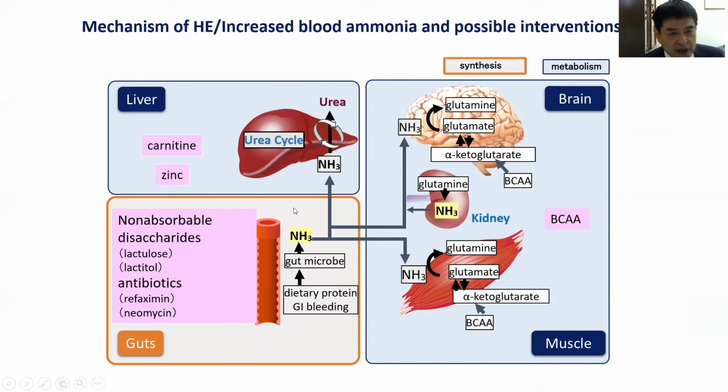This cartoon summarizes the mechanism of hepatic encephalopathy, or increased blood ammonia levels. The liver urea cycle is deeply involved in ammonia production, and carnitine and zinc are involved in this urea cycle. Of course, the source of nitrogen can be observed from the gut. So, theoretically, non-absorbable disaccharides and antibiotics are very influential in this process. And lastly, brain and muscle are also target organs for ammonia metabolism. All of these are believed to be involved in the elevated blood level of ammonia.